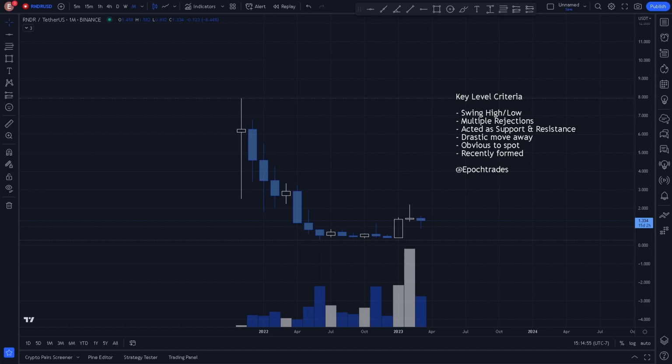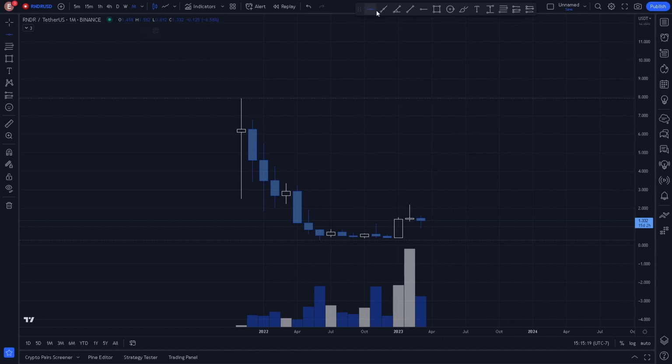Today we're going to be covering key levels on the monthly and weekly time frame for RNDR. So, as always, our key level criteria, we look for swing highs and swing lows. Multiple rejections acted as support and resistance, drastic moves away, obvious to spot, and recently formed. So, let's go ahead and hop right in.